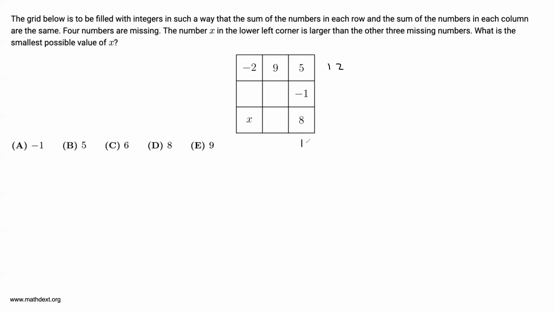And indeed, we can already see that this column has a sum of 12 as well. But what does that mean? It means that this number plus that number plus -1 should also be 12. And I'm just going to call this A, this B, and this C for simplicity. So A plus B plus -1 is 12. So A plus B is 13.